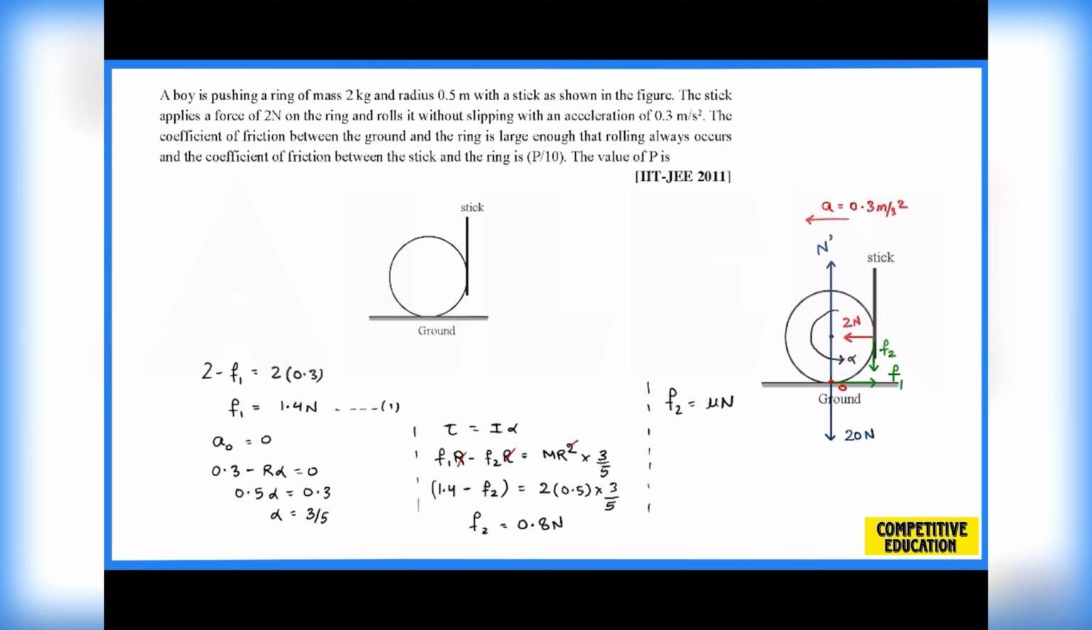Mu for this surface is given to me as P by 10 in the question, and the normal between these two surfaces, that is the surface of the ring and the stick, will be the force applied by this stick on this ring, that is 2 Newton. So putting the value of N as 2 and F2 as 0.8 which I have calculated, P will come out to be 4 over here. So my correct answer to this problem will be 4.